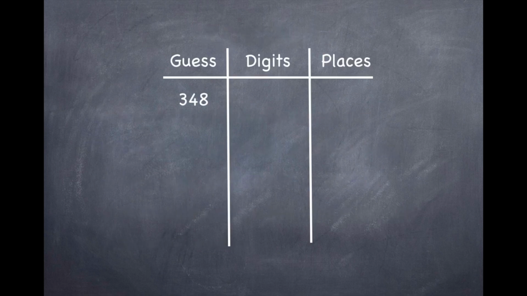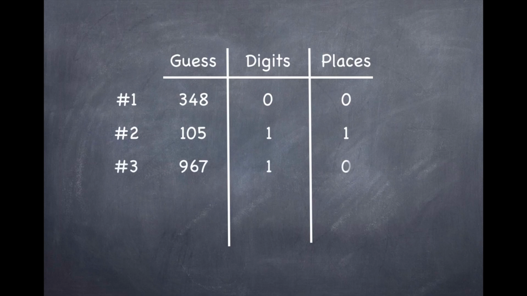The first guess is 348, and here's the result. The next guess is 105, and here's the result of that. The next guess is 967, and here's the result. Now we know that 2 must be in the number. This is because since 9 different digits were guessed, and only 2 have been correct, and there can be no repeats, we know the third digit must be 2.